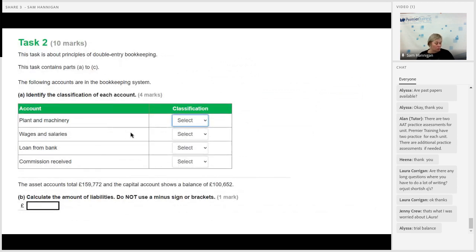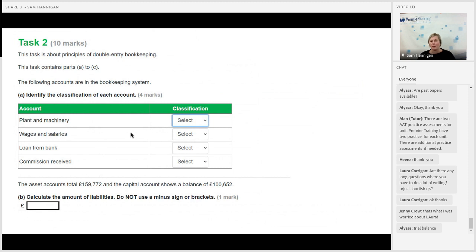This one is basically just what we've gone through. So it says classify it, and this is about assets or liabilities or capital or whatever. So you've got plant and machinery. In the answer, it's an asset. Wages and salaries is an expense. Loan from bank is a liability. Commissions received is income. Okay, so if you're receiving the money in, like rent received, commissions received, that's a credit. Okay, it's income.